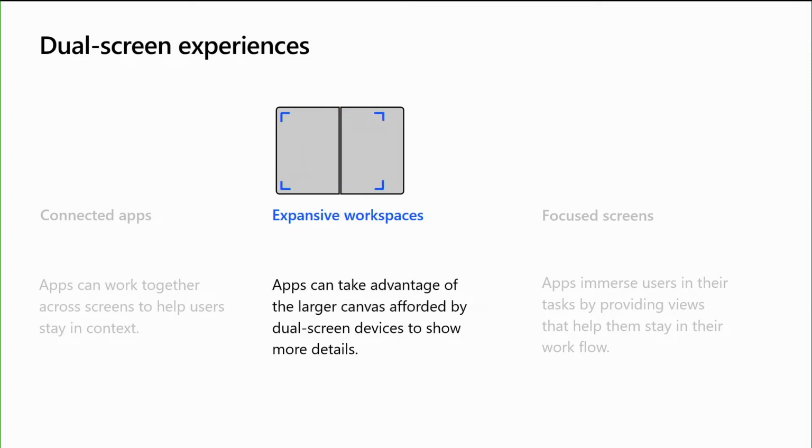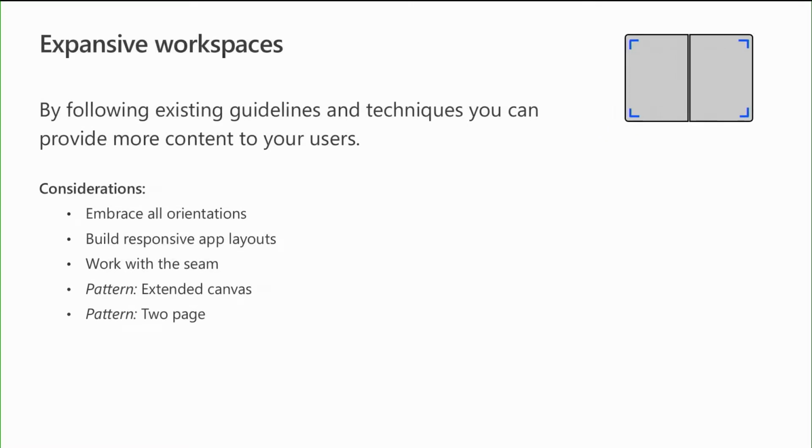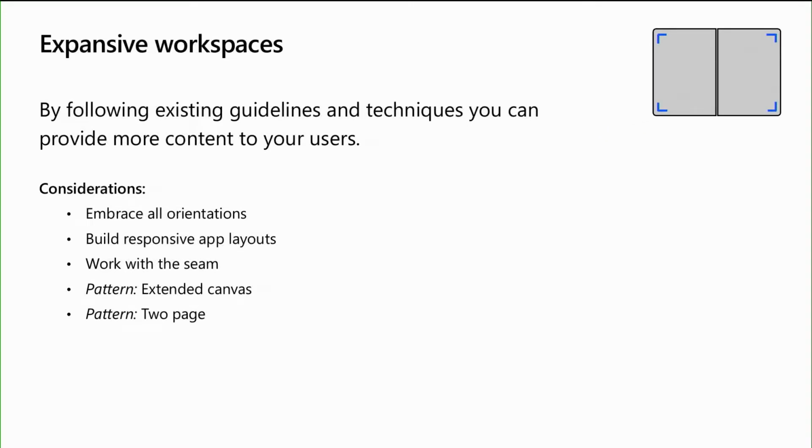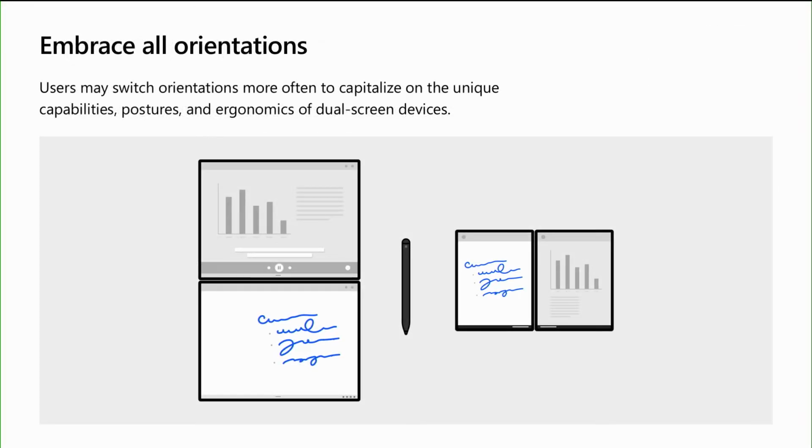The next dual-screen experience is Expansive workspaces. Expansive workspaces take advantage of the larger screen real estate. There are several existing guidelines and functionalities that let you support this experience. There are also a couple more patterns we have in this experience category that I will tell you about later. So, how do you want to make your app support expansive workspace without doing too much work?